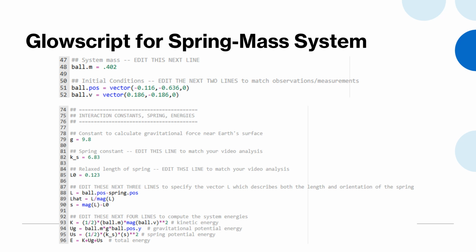Then to calculate L, we know that it's the ball position minus the spring position, the normal vector of L, which is L over the magnitude of L, and the stretch length, which is the magnitude of L minus the L naught, which we gave earlier.